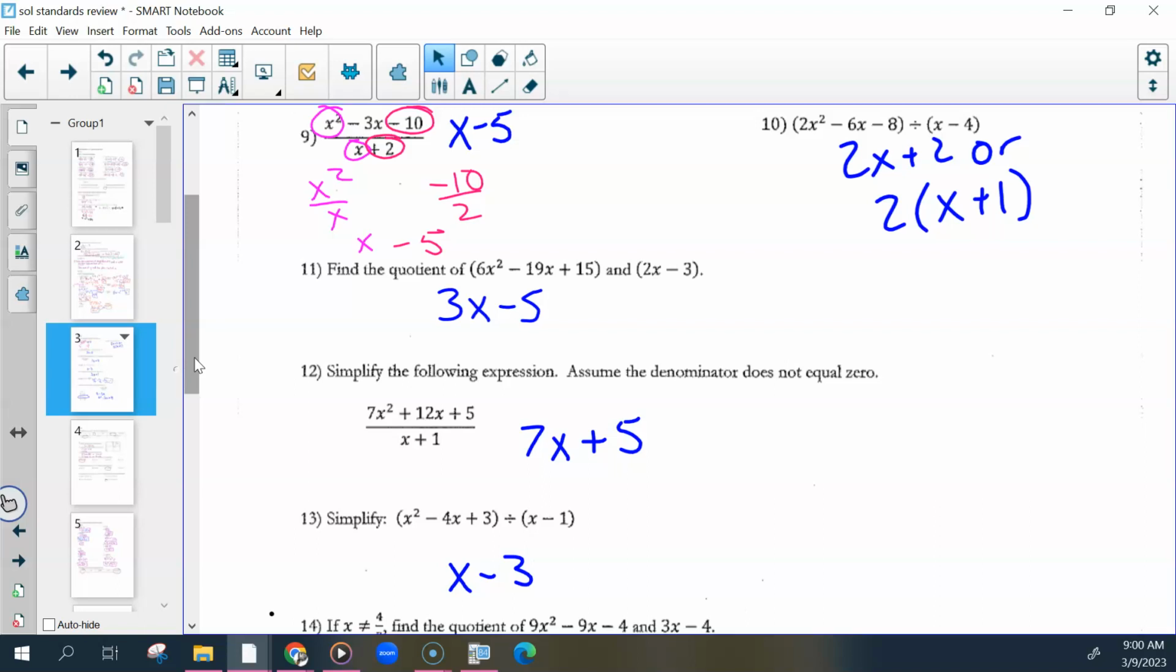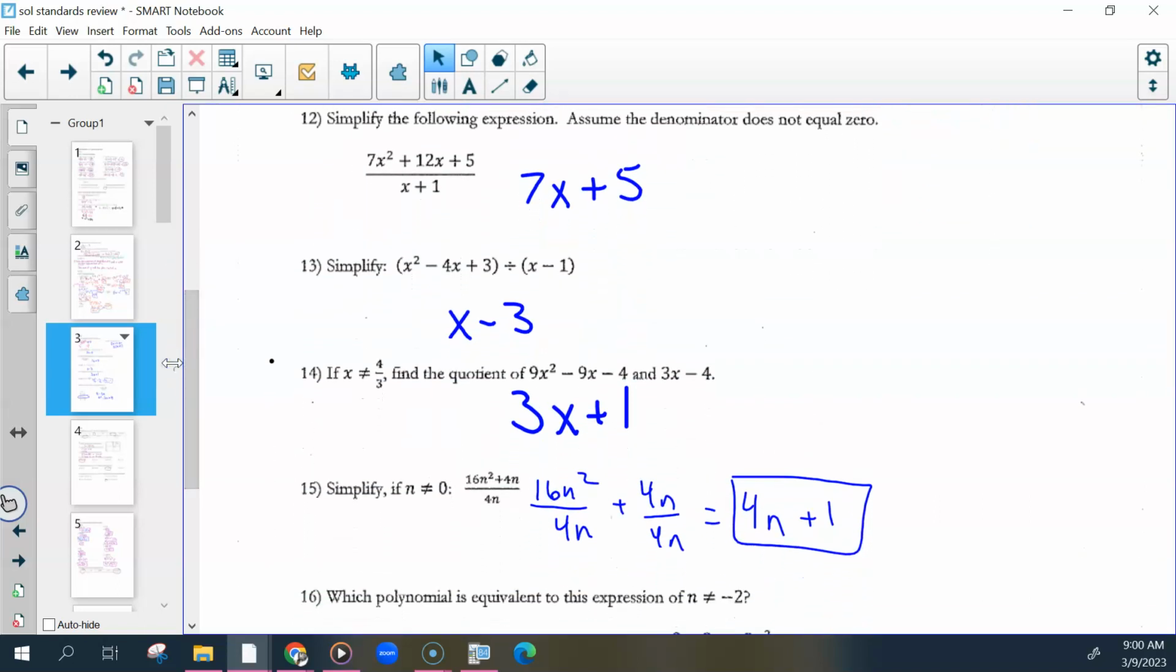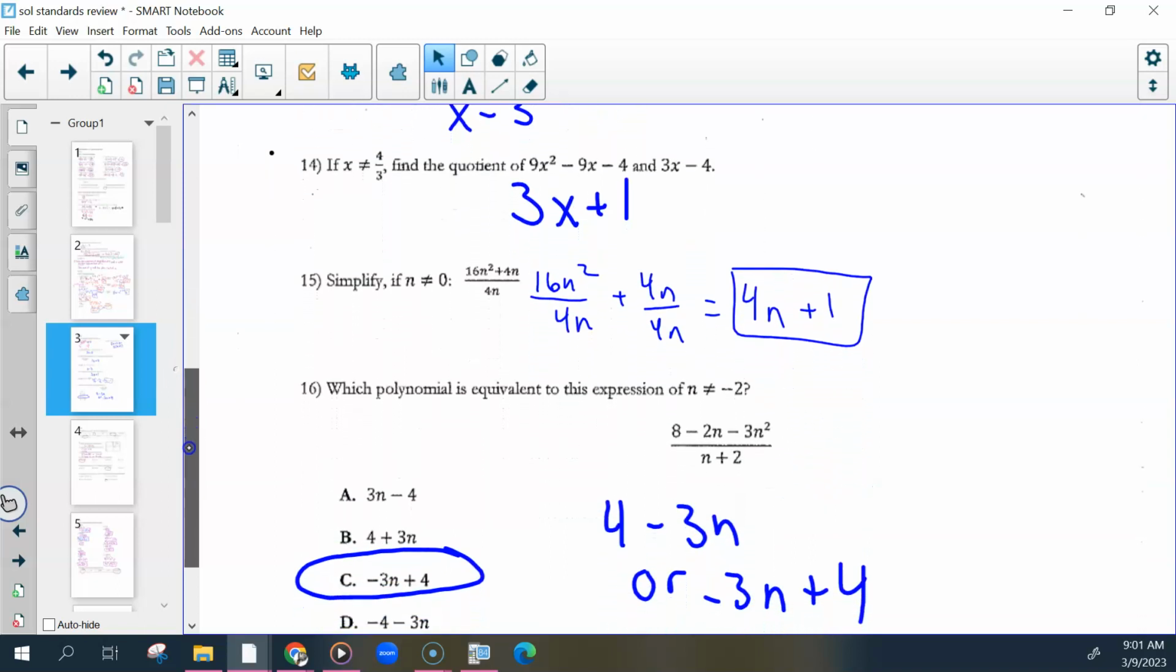Anyone still writing 9 through 11? Number 14 is 3x plus 1. Number 15 is 4n plus 1. Number 16 was C.